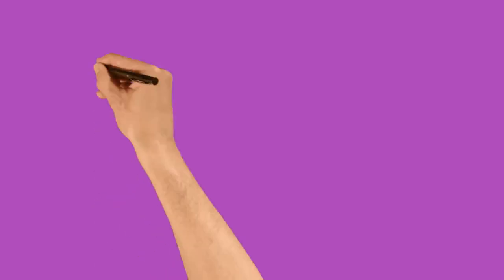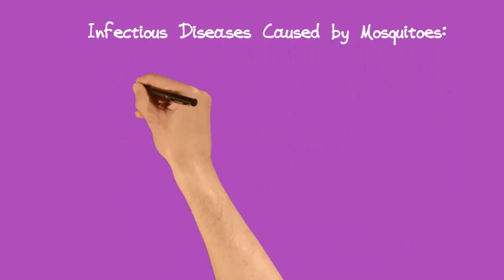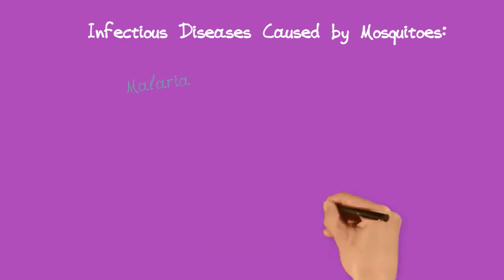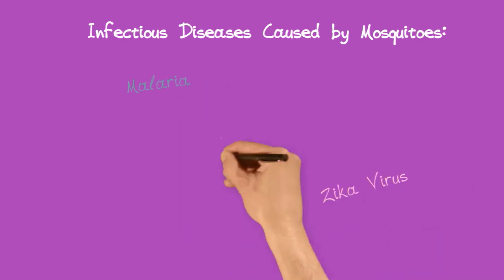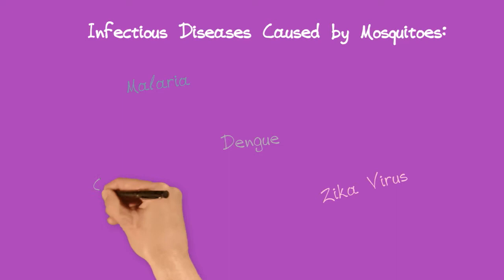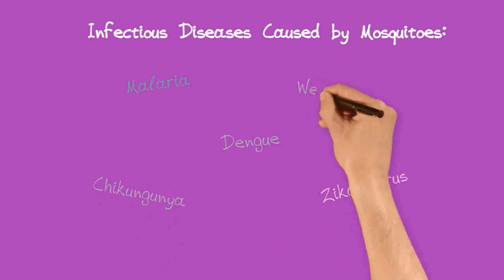The yellow fever and Asian tiger mosquitoes together are responsible for such infectious diseases as malaria, Zika virus, dengue, chikungunya, and West Nile virus.